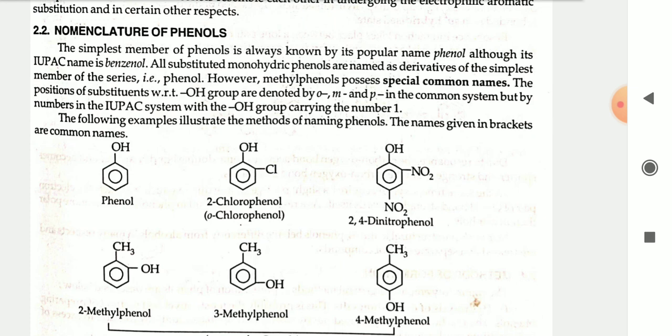The following examples illustrate the method of naming phenols. The names given in brackets are their common names. Phenol, 2-chlorophenol, 2,4-dinitrophenol, 2-methylphenol, 3-methylphenol, 4-methylphenol.